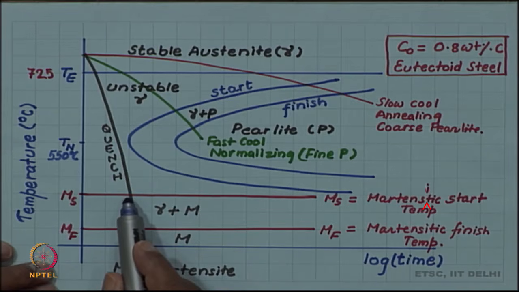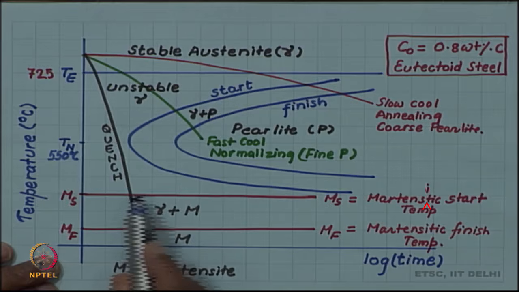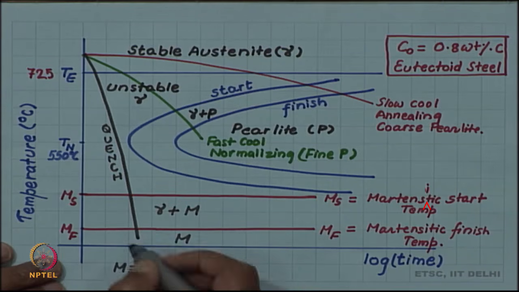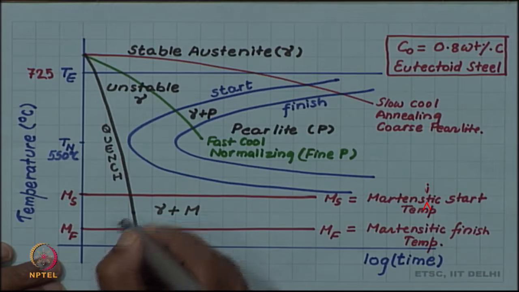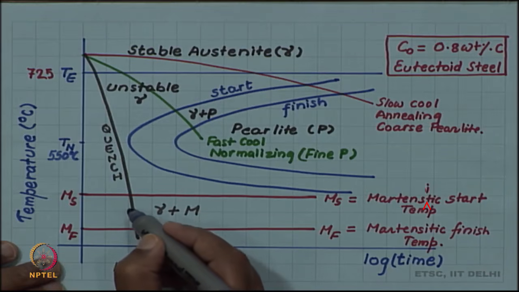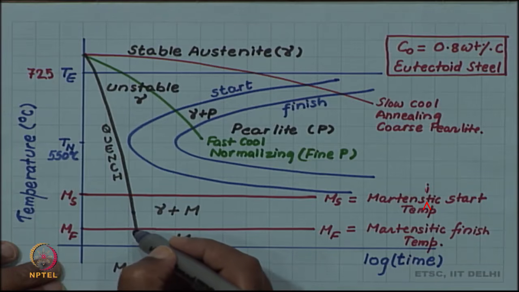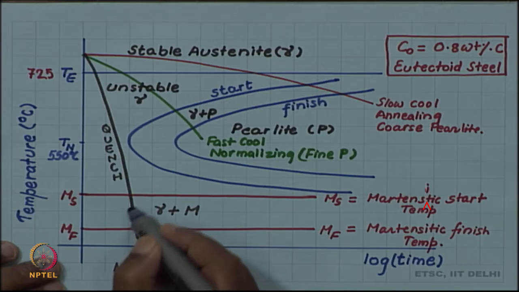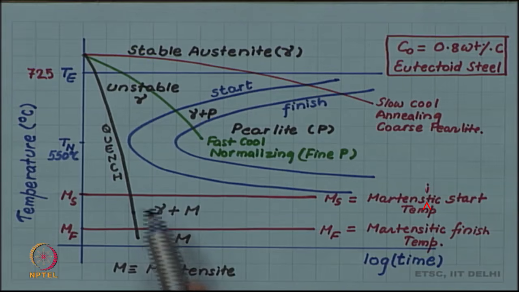So, at Ms the transformation has just begun. A very small amount of austenite has transformed into Martensite. As we cool further, more and more will transform, and finally, at Mf we will have 100% Martensite. In between Ms and Mf, let us say at some temperature, we will have 50% Martensite. So, gradually the amount of Martensite will change as we lower the temperature, but the transformation rate itself is very fast, such that as soon as we reach those temperatures, within no time the transformation is completed to martensite.